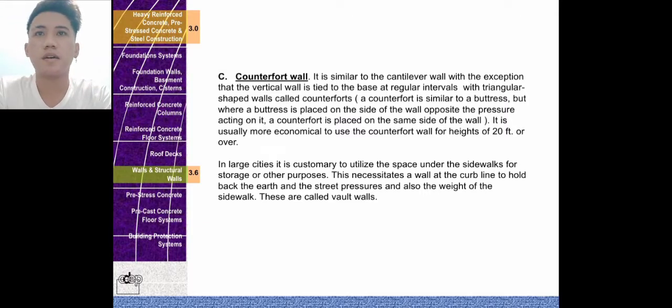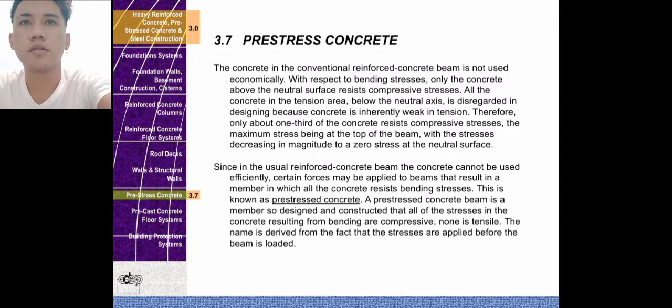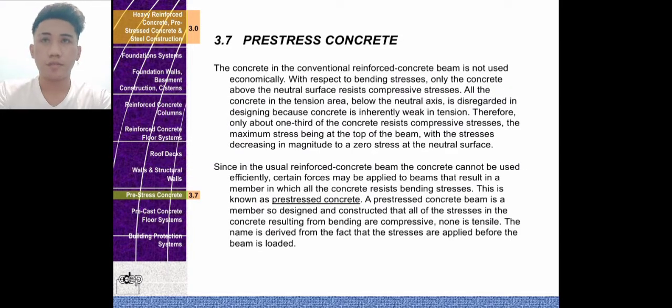In large cities, it is customary to utilize the space under the sidewalk for storage or other purposes. The wall at the curb line must hold back the earth and the street pressure, also the weight of the sidewalk. These are called bulkhead walls.